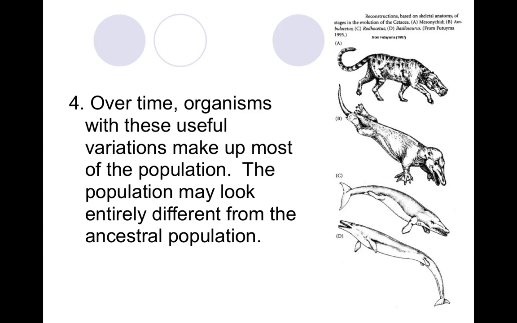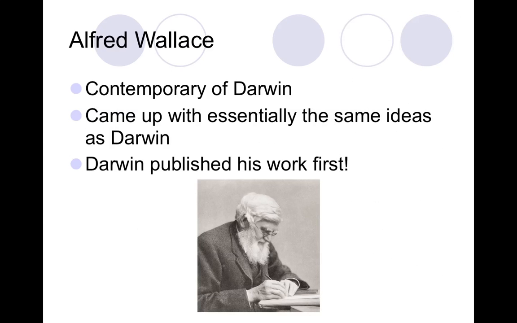Number 4, over time, organisms with these useful variations make up most of the population, and they look entirely different. Remember when we talked about the fish here and how it developed bones in the upper fin, and so it was able to walk funny and get back into the water. Just like in our video that we watched about the precursors to the whales, they walked on land first, and they had different characteristics or variations that allowed them to survive when that environment changed.